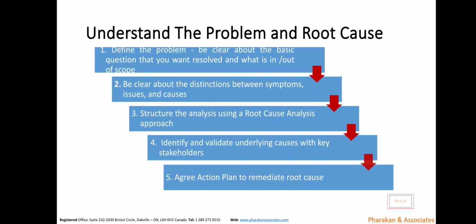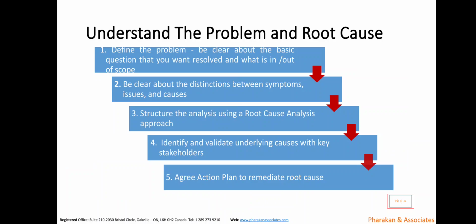Now the process itself, that is the H, how. So we have looked at the what, the why, the where, the when, the who. Now, how should root cause analysis be conducted? This is the real process. How should it be conducted? Root cause analysis should be conducted following this 5-step approach.